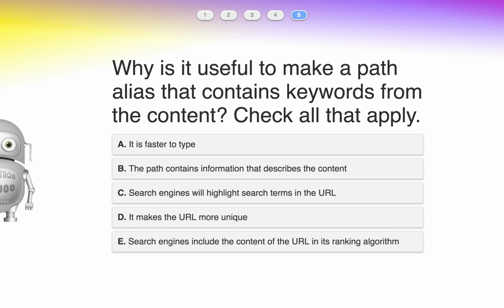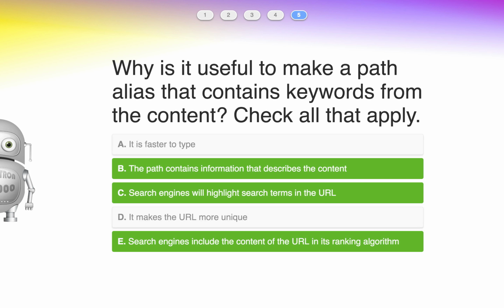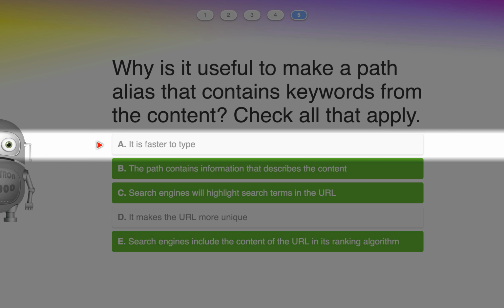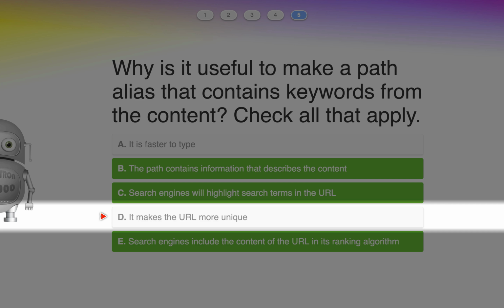And then question 5. Why is it useful to make a path alias that contains keywords from the content? Check all that apply. The answer? B, C, and E. A descriptive path is good for end users because it describes the content, but it's also good for search engines because the search engines look at the content and they also highlight the keywords in the content in the search engine result pages, but it's not faster to type. And Drupal's default process of creating URLs makes sure that each piece of content has a unique URL, so uniqueness doesn't really come into play.